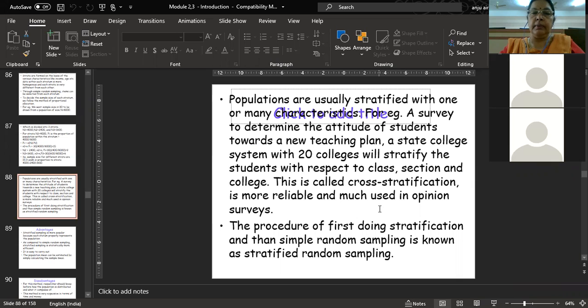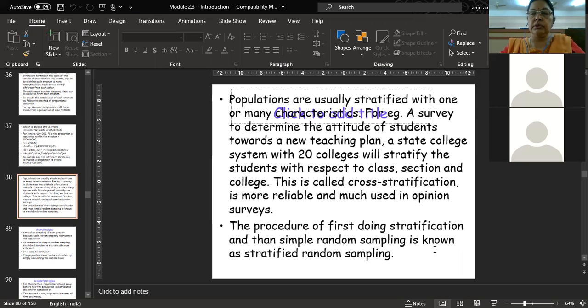It's a more reliable kind of sample because here the different colleges, 20 colleges are there. Students are studying in different classes, different sections. So that is why it is called cross stratification. So you are taking students from different sections, from different classes, and from different colleges, and then you are randomly selecting from each stratum some students to be included into your sample.